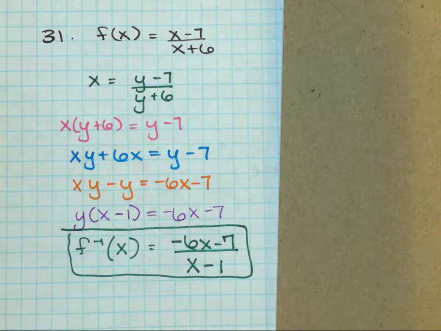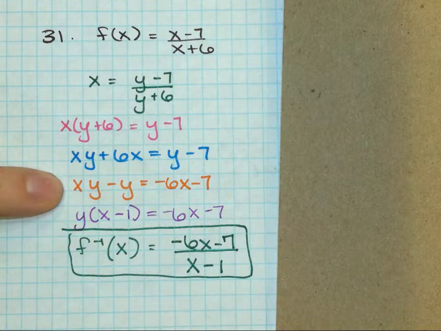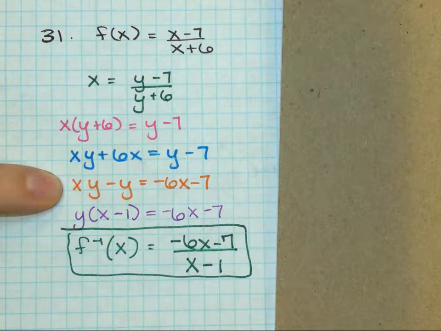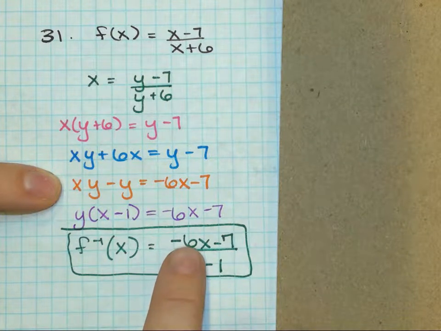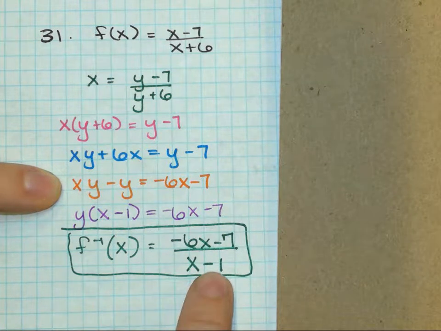Okay? Did you get to the blue? Yes. Okay, did you get to the orange? No, I put things on, like, if you put it on a different side, you could have also gotten 6x plus 7 over negative x plus 1. That's what I got. Then that's perfectly good. Okay.